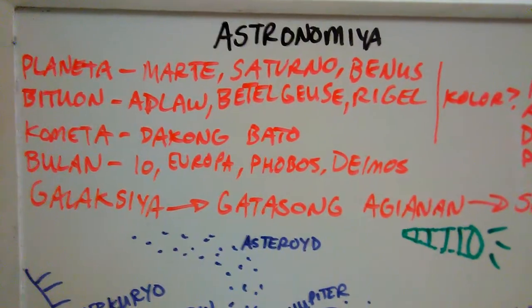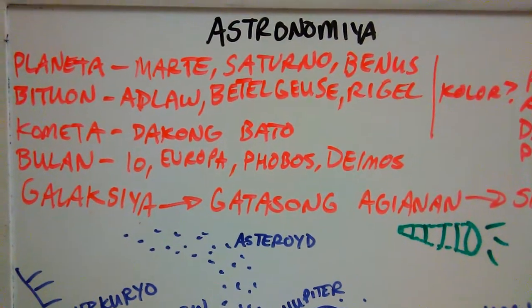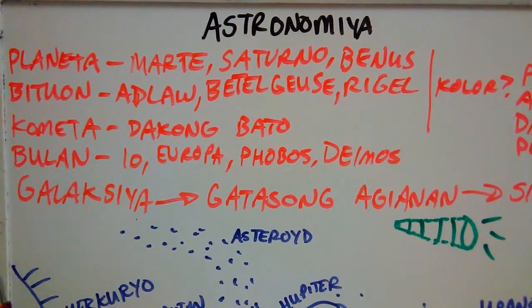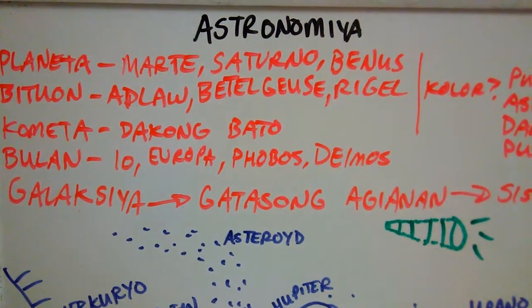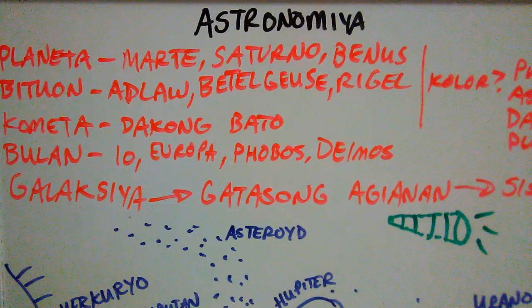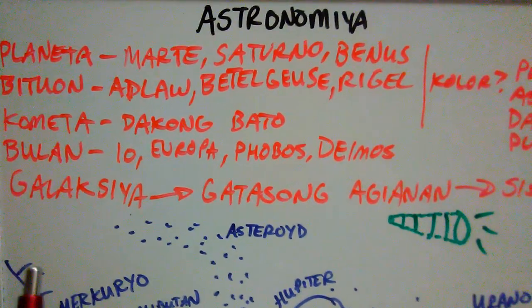Adunay ta mga planeta, di ba? So we have planets. Okay? Mga planeta sama sa Marte, Saturno, Venus, right? We have planets like Jupiter, Uranus, stuff like that. Even our own Earth, ang kalibutan, right?